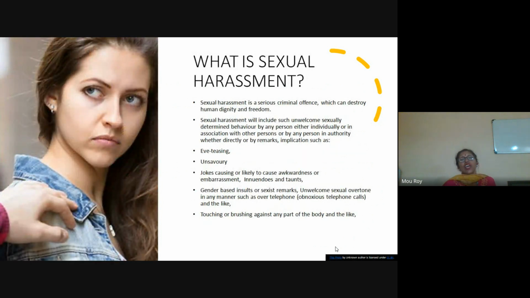Now, what is sexual harassment? It can be a serious criminal offense which can destroy human dignity and freedom, like teasing, cracking jokes, taunting them, making them feel embarrassed, gender-based insults or sexist remarks, unwelcome sexual overtones, or touching or brushing against any part of the body. So these all come under sexual harassment.